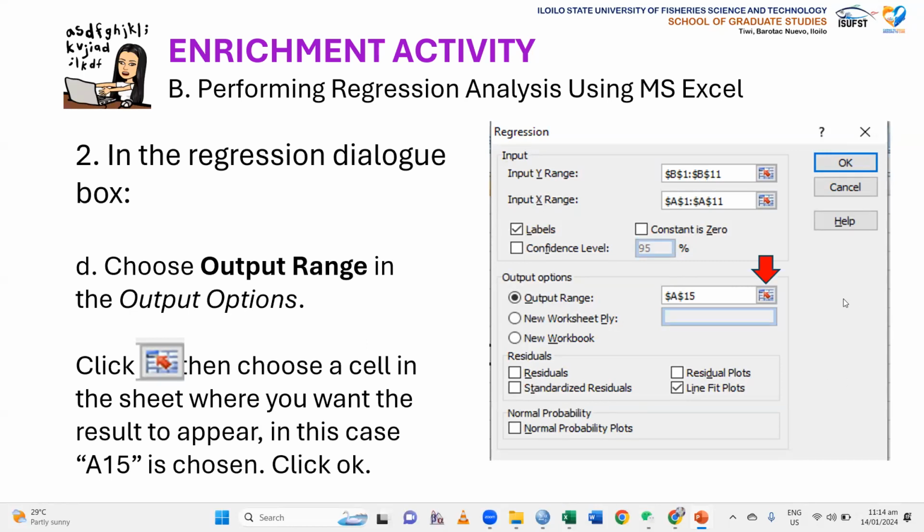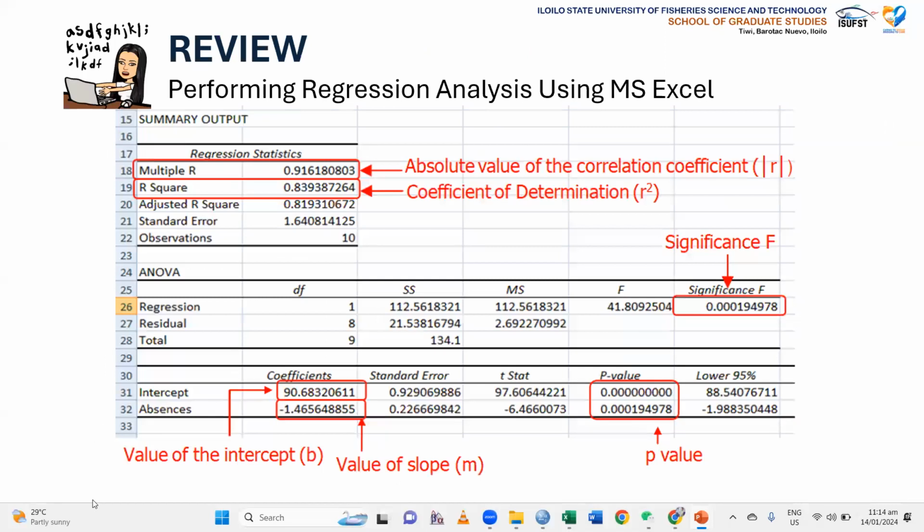Choose output range in the output options here. Click this and choose a cell in the sheet where you want the result to appear. In this case, A15 is chosen. Cell A15, column A, row 15. That's what is meant when we say A15. Then click OK, and you will have these results. That's how you got those results. And of course, the interpretation of this is similar to what we did earlier.